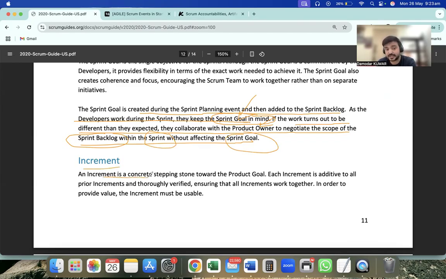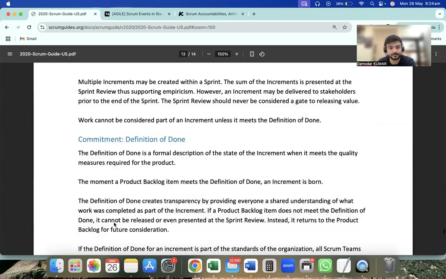An increment is the third artifact, a concrete stepping stone towards the product goal, right? In a nutshell, our product goal is very, very important, and this is the concrete stepping stone towards it. Each increment is additive to all the previous increments and thoroughly verified, ensuring all increments work together. In order to provide value, the increment must be usable. So it's self-explanatory. We have already understood what the increment was.